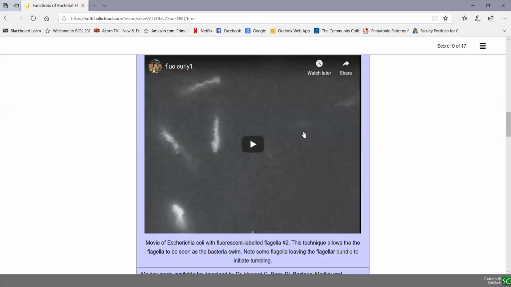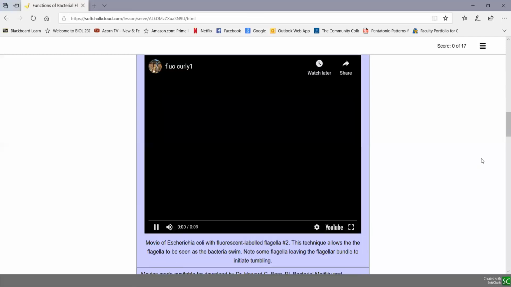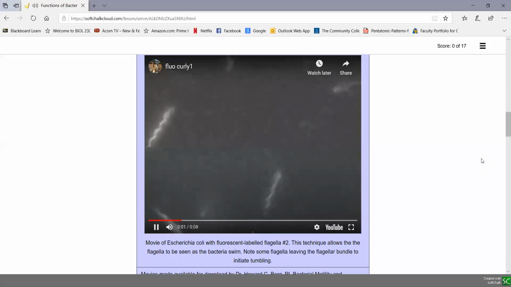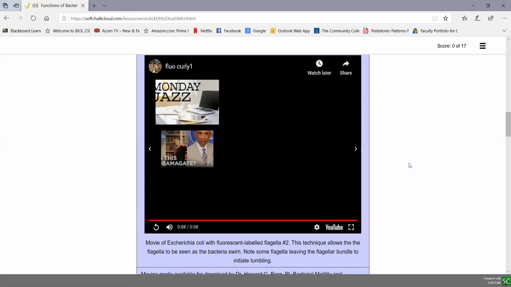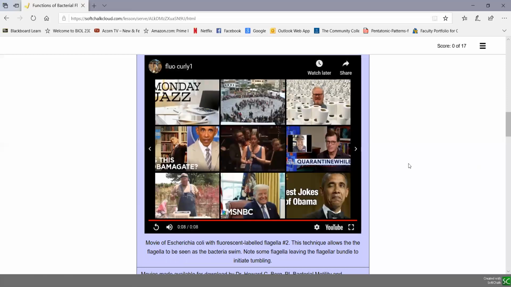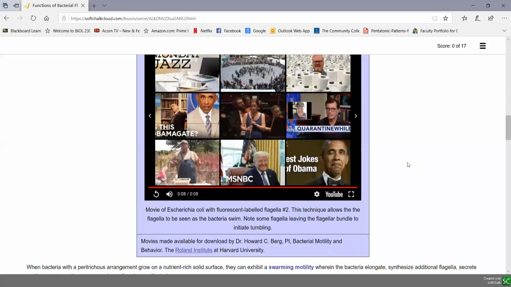Here's another movie kind of showing the same thing. So again, there's this continuous bundle, but some of them come out of the bundle. And when they do, that's what causes them to be hydrodynamically inefficient and stop and tumble.